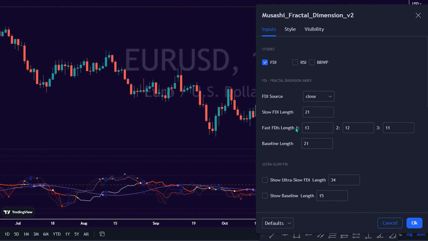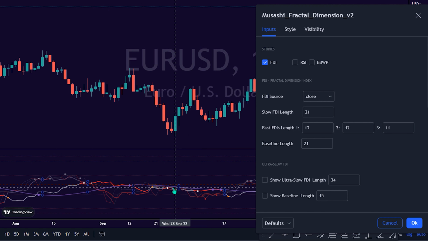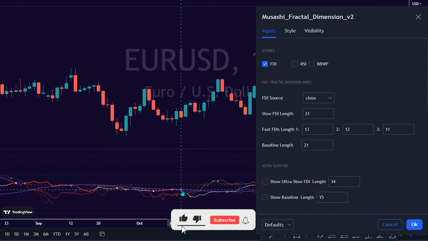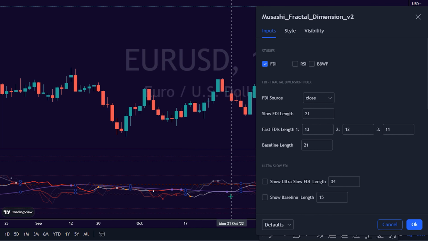Fast FDI cross will give us gray or red dots, while a slow FDI cross with the slowest of the fast FDI will give white and orange dots. This is great to early spot trend beginnings or trend ends. The indicator will print purple dots when slow FDI and baseline cross. I see them as short-term cycle changes.